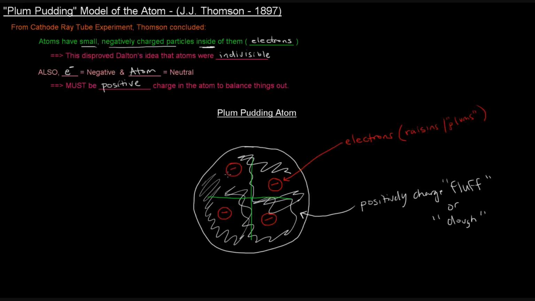He thought, okay, there are definitely electrons that are particular particles inside of atoms, but he wasn't really sure about the rest of it, and he thought, okay, maybe the space in between them has this positively charged fluff or dough that makes up this atom. Okay, so that's basically the plum pudding model of the atom.